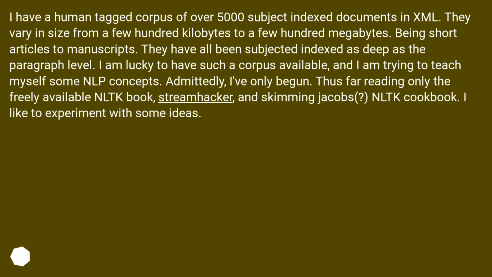I am lucky to have such a corpus available, and I am trying to teach myself some NLP concepts. Admittedly, I've only begun, thus far reading only the freely available NLTK book, Streamhacker, and skimming Jacobs' NLTK cookbook. I like to experiment with some ideas.